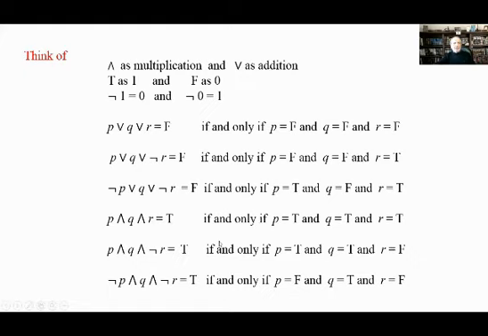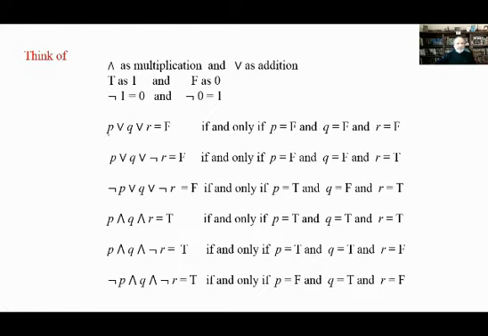Now, I want you to think of the following. Think of and as a multiplication, and or as an addition, and T as 1 and F as 0. Not 1, the negation of 1, is 0, the negation of 0 is 1. Okay, look at this expression here.